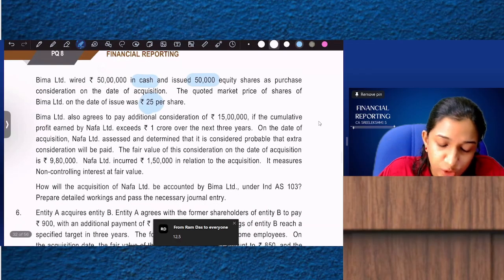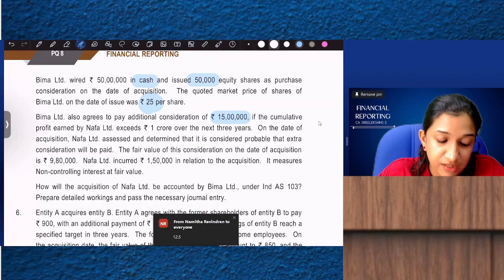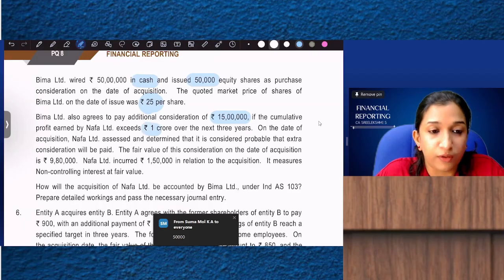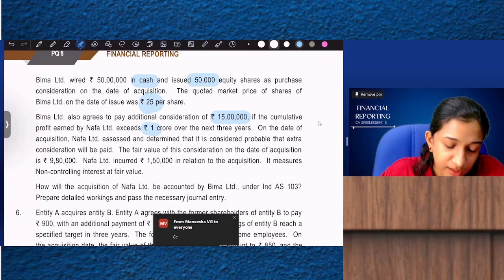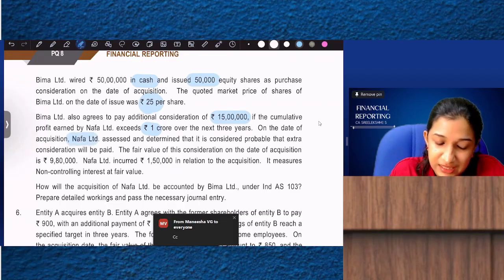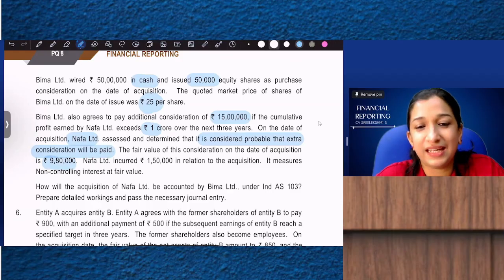Bima also agreed to pay additional consideration of 15 lakhs if the cumulative profits earned by NAFA exceeds 1 crore. This additional consideration is payable only if the profits exceed 1 crore. This is contingent consideration. On the date of acquisition, NAFA Limited assessed and determined that it is considered probable that an extra consideration will be paid. Fair value of contingent consideration is 9,80,000.